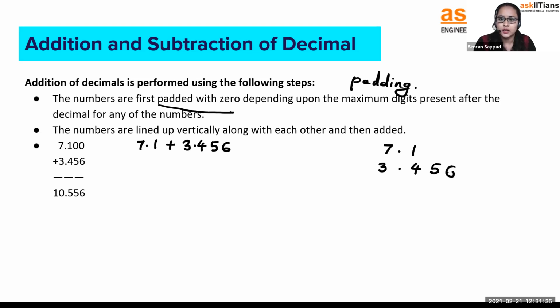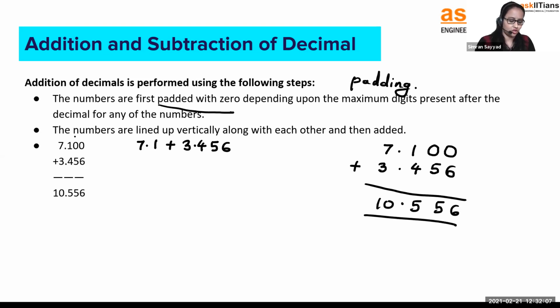See here, after the decimal, in the second number, there are 3 numbers, but in the first decimal, there is only 1. So padding means matching all the terms. For that, you simply put 0. Then you have to arrange them vertically in such a way that the decimal point comes under the decimal point only. So what is it going to be? 10.556. This is your answer.